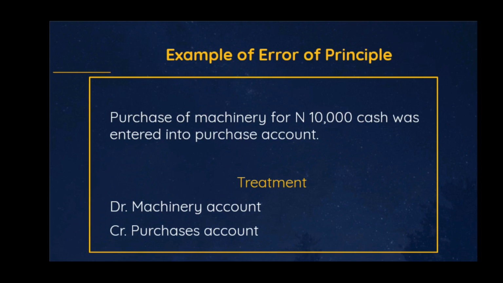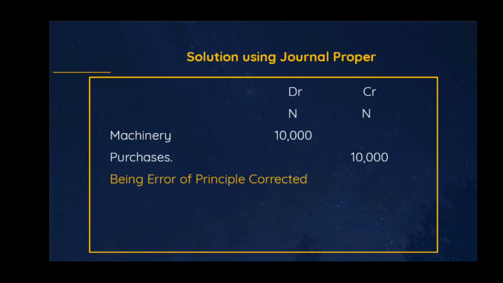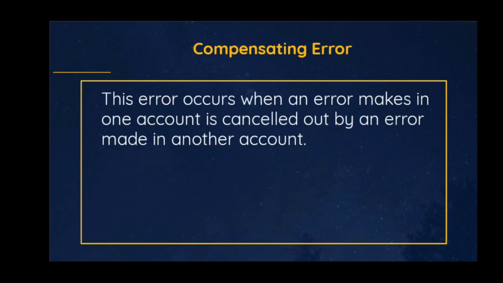Then how do we correct that? That means we are going to remove the money from purchases account and enter the money back into the machinery account. That is, we credit purchases account, we debit machinery account. That is the treatment. Let us look at the journal entry. So that means we debit machinery account 10,000 naira, we credit purchases account 10,000 naira. Being error of principle corrected.